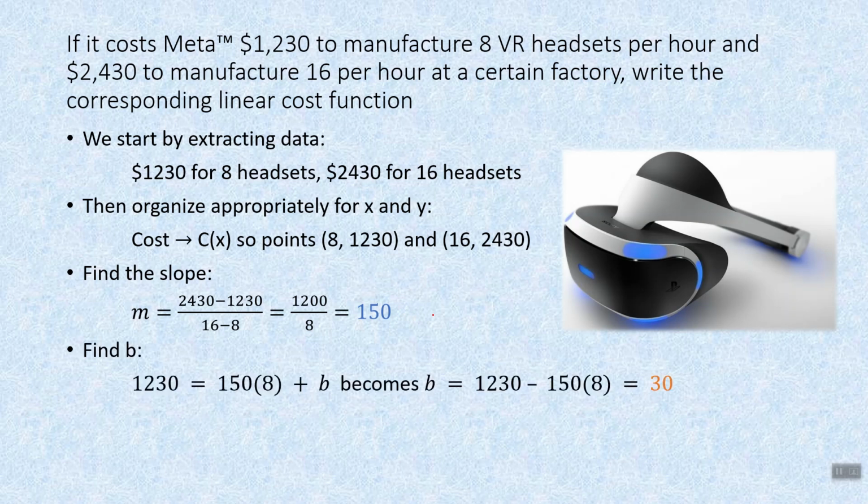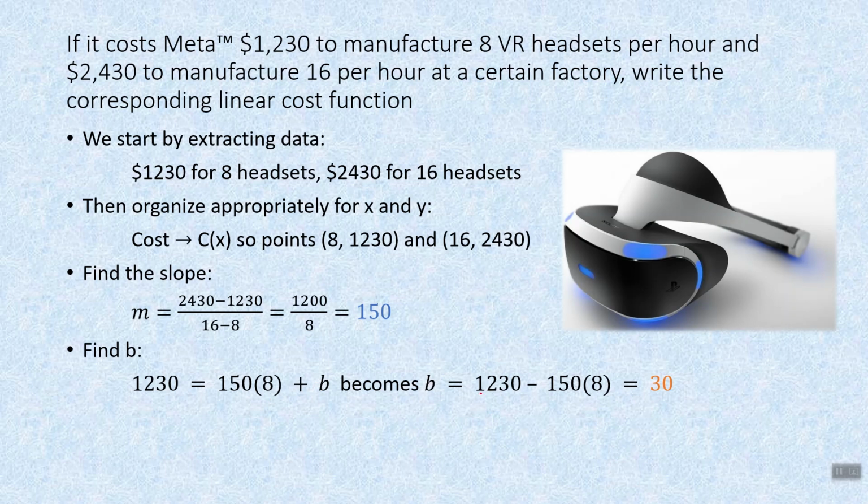Let's find our B value. In our equation y equals mx plus b, I could use my slope and one other point. And which point am I going to use? I'm going to use the smaller one. It seems easier. So y is 1230 equals m, my slope is 150, times x, the x value of my easy point is 8, plus b.